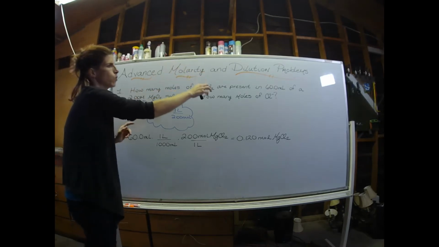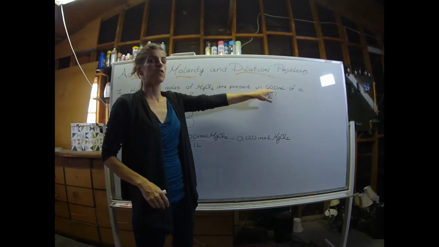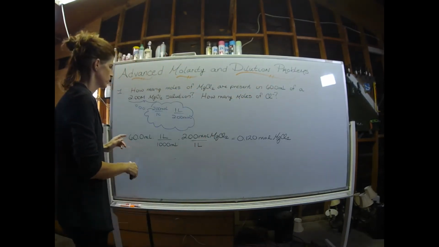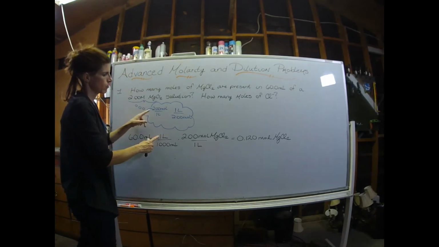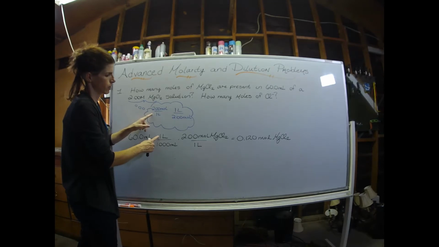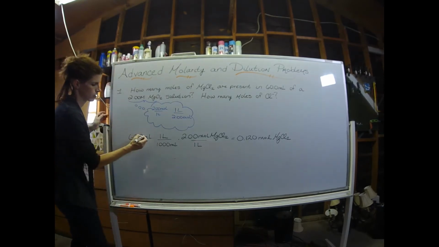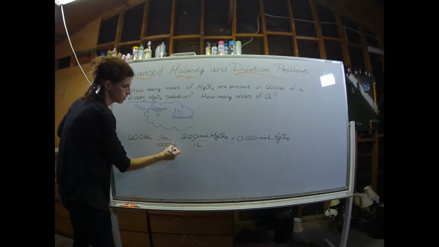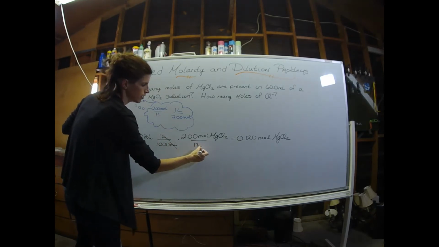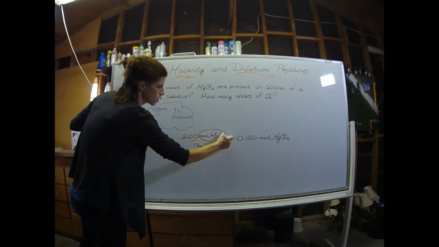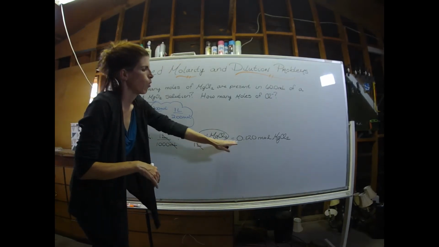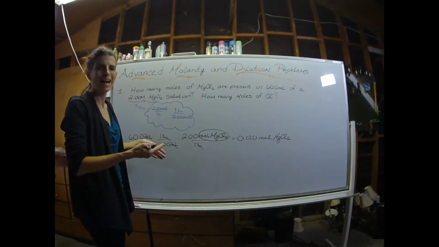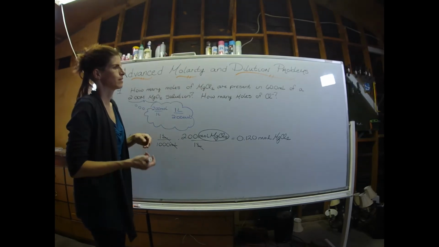I started with the standalone piece of information, the 60 mL. I converted it to liters, and then I grabbed this conversion factor here so that my units were canceling. Milliliters will cancel milliliters, liters with liters, leaving us with moles of magnesium chloride. So at the end of the day, we have 0.120 moles of magnesium chloride in the 60 mL.